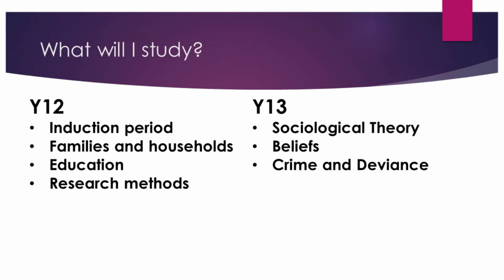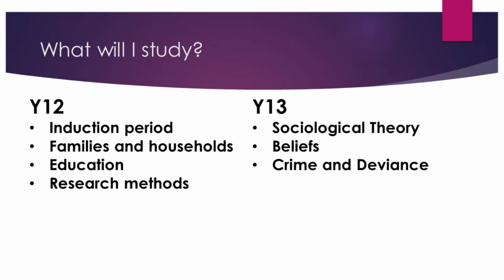We then move on to look at the first topic, which is families and households. And here we'll look at issues of diversity, where we have lots of different family types, and what's happening in terms of demography, like divorce rates, birth rates, death rates, etc.